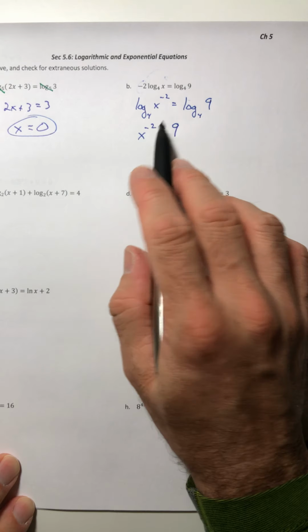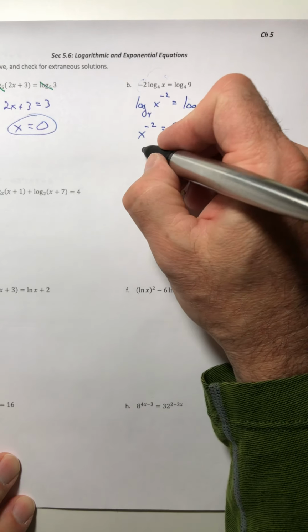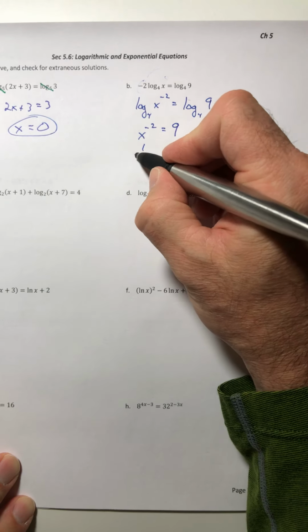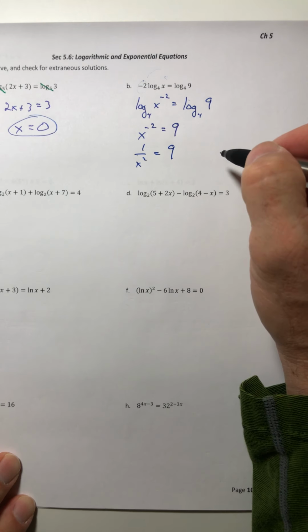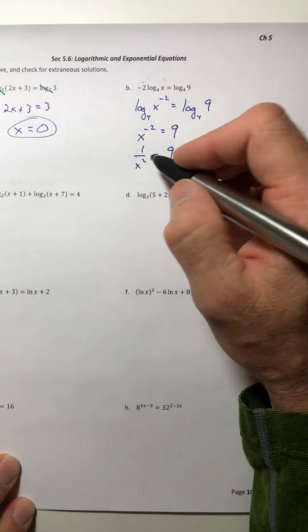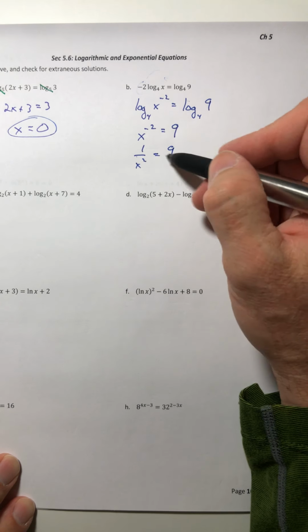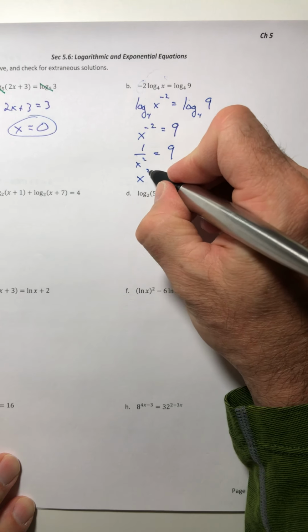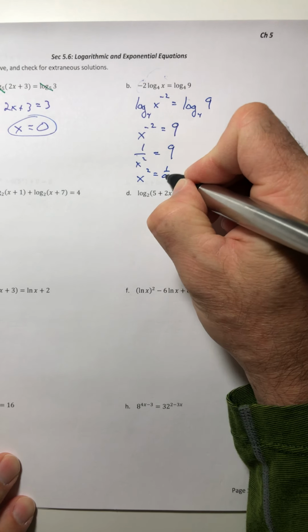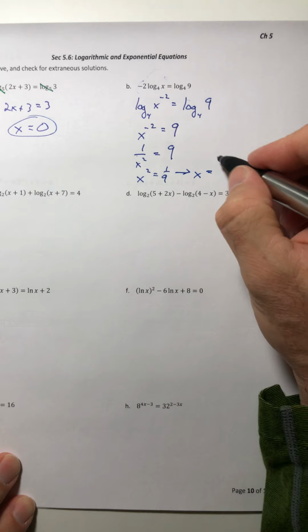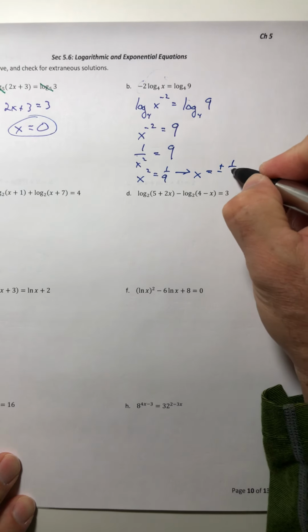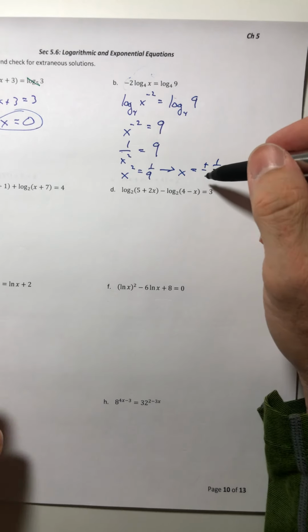Okay, so that negative exponent, what does it do? It flips it. So 1 over x squared is equal to 9. Well, now I can take the reciprocal of both sides and get x squared is equal to 1/9. I can square root both sides to give me plus or minus 1 over 3.